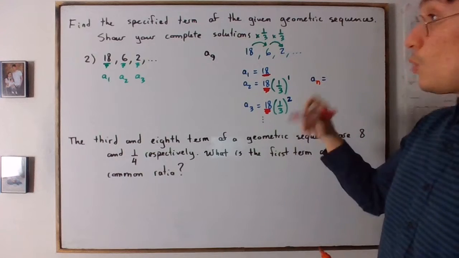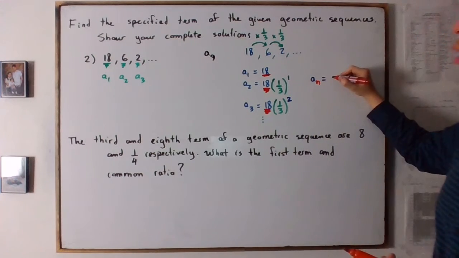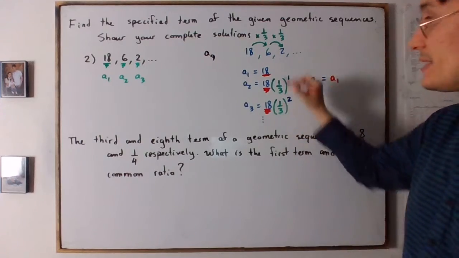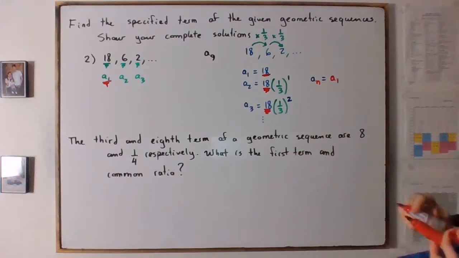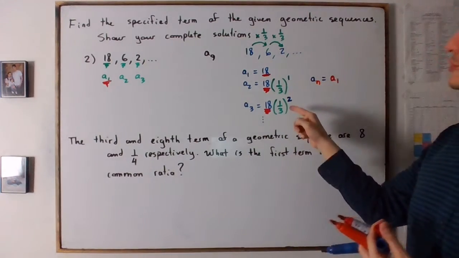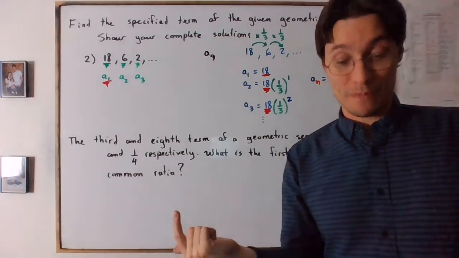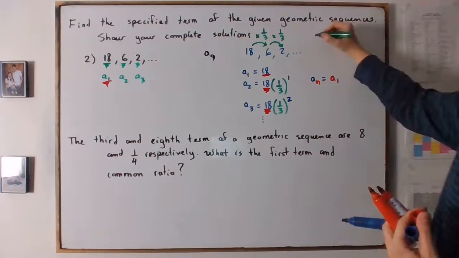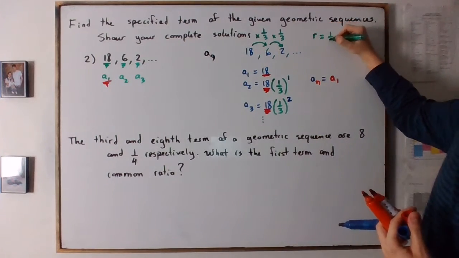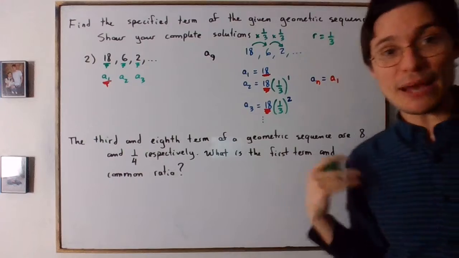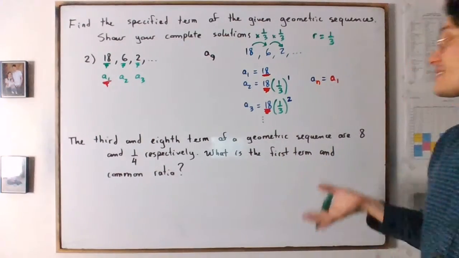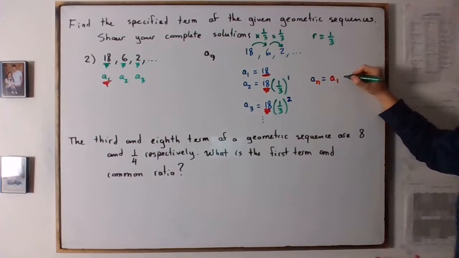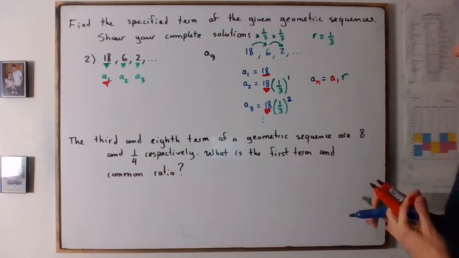This 18 is your A1. It is A1. And now the 1/3, we call this the ratio. So r is equal to 1/3. It is the amount by which you multiply every single time to get the next term of the sequence. So it's going to give you r to the power of something.